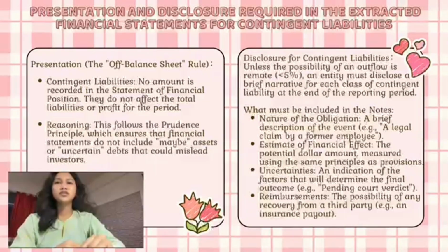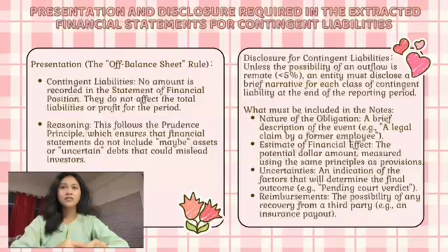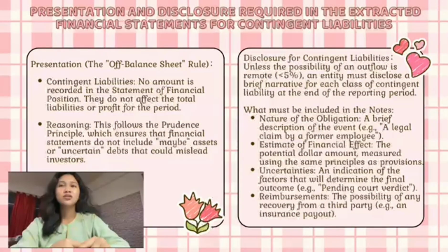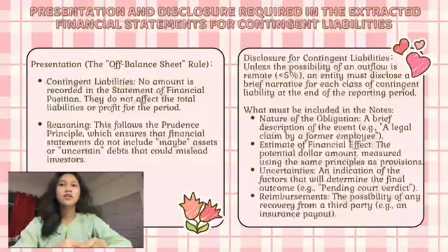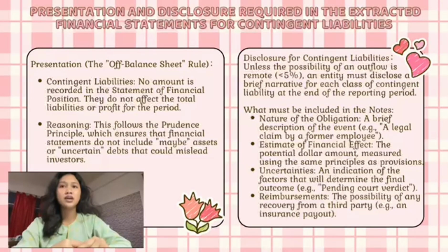Moving on to the presentation and disclosure requirement for contingent liabilities. Regarding presentation, we follow the off-balance sheet rule. For contingent liabilities, no amount is recorded in the statement of financial position as they do not affect total liabilities or profit for the period. The reasoning follows the prudence principle, which ensures that financial statements do not include maybe assets or uncertain items that could mislead investors.